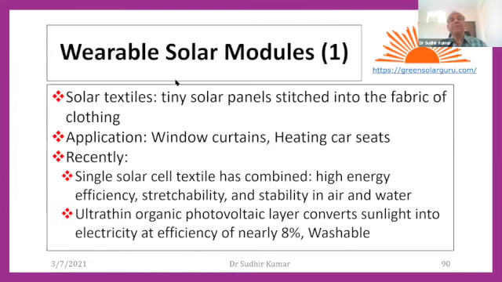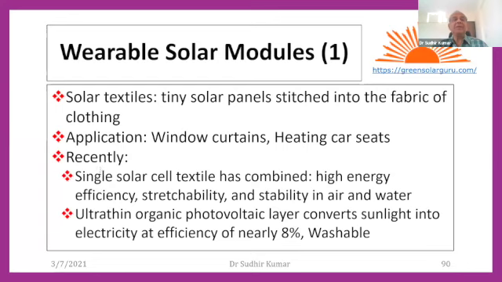Now, wearable solar modules. Wearable solar modules means it's like a cloth, cloth having solar cells. So, you have the curtain that is producing power. Tiny solar panels are stitched into the fabric of the clothing, and applications are window curtains, heating, car seats.